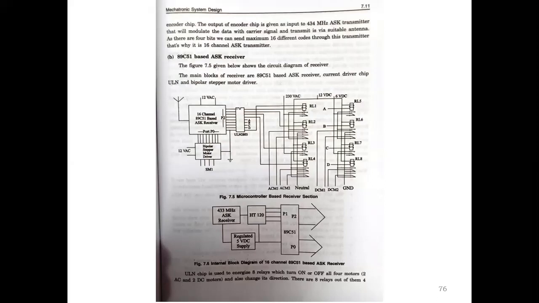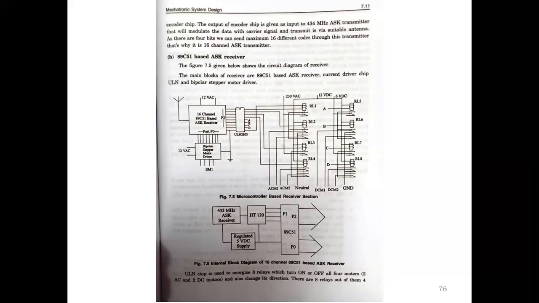On the receiver side, an 8051 based ASK receiver is used. The main blocks of the receiver are the 89C51 based ASK receiver, the current driver chip ULN, and the bipolar stepper motor driver. That means the data that comes from there, they are converting through a decoder. Normally we know the decoder function: it converts n number of inputs into m number of outputs. That is, if you give 3 inputs, the output will be 8 outputs. That is the decoder concept. Those 8 outputs are connected with the different motor coils. Okay, that is the microcontroller based receiver section.